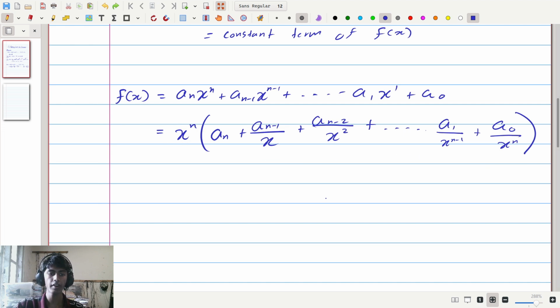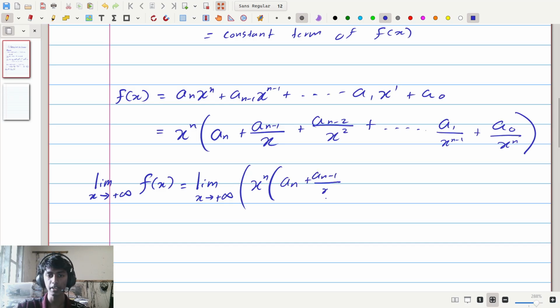So then if I take the limit as x approaches, let's say, positive infinity of f of x, this is going to be equal to the same limit of the right hand side, where x approaches positive infinity, of x to the power of n multiplied by a sub n plus a sub n minus 1 divided by x plus dot dot dot all the way down to a sub 1 divided by x to the n minus 1 plus a sub 0 divided by x to the n.